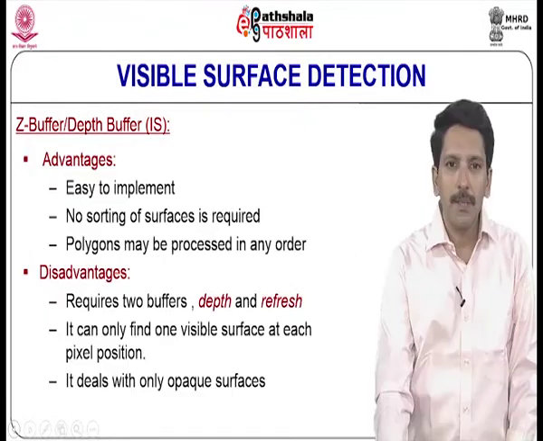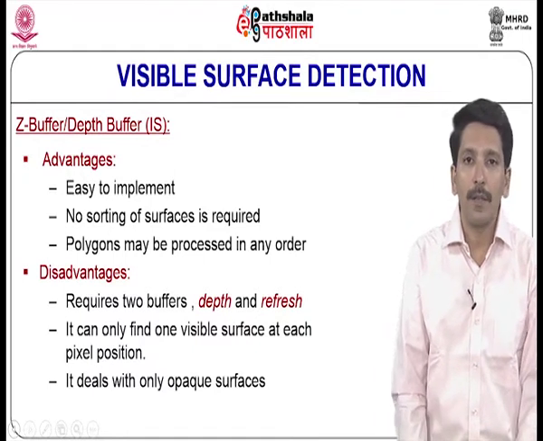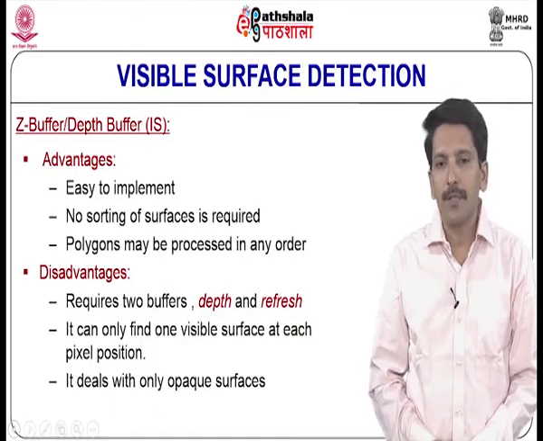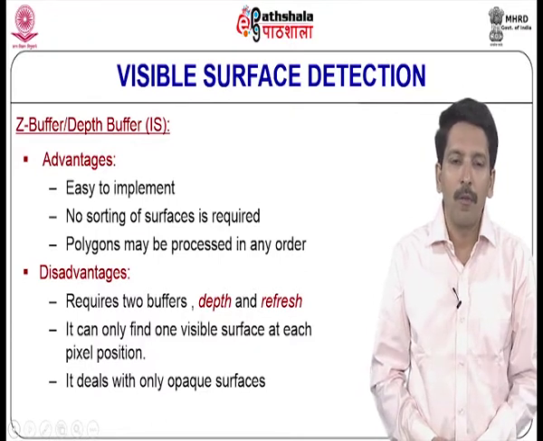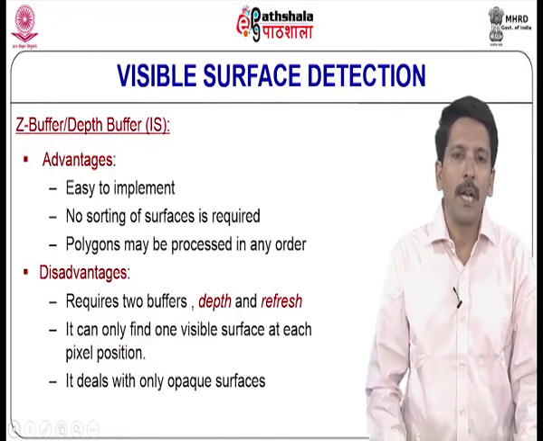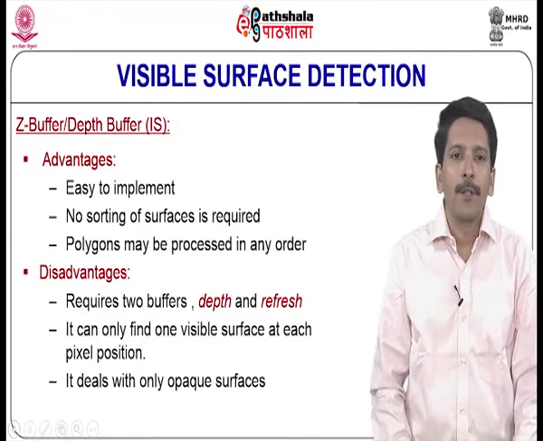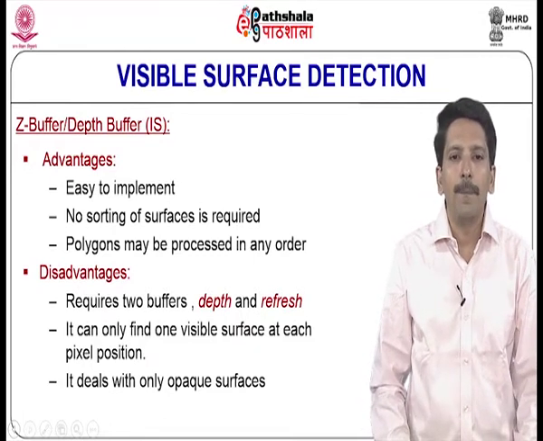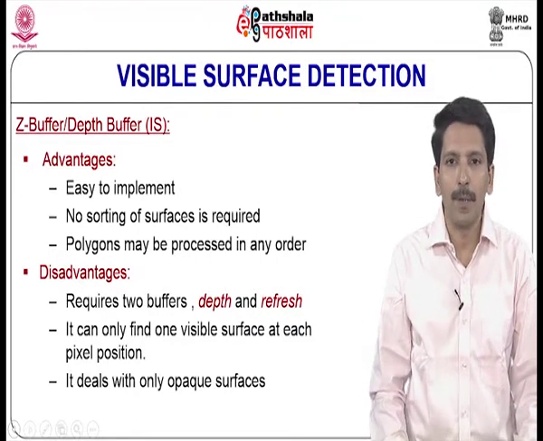This is how we look at the depth buffer method, a very important method in visible surface detection. It requires two buffers, the depth buffer and the refresh buffer. It deals with only opaque surfaces. There are some drawbacks, obviously. It takes up only one phase at a time for processing; it does not take multiple phases at a time. That is a major drawback. But the advantage, as you can see, is that it is simple and easy to understand, no sorting of surfaces is required, polygons may be processed in any order, and it is easy to implement.